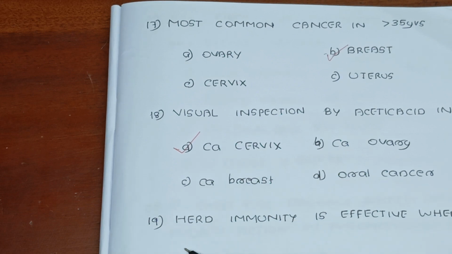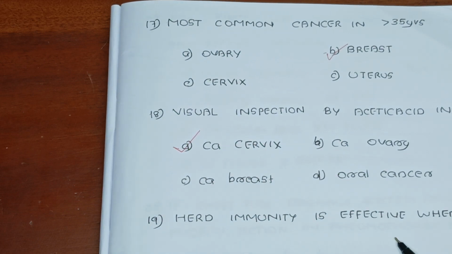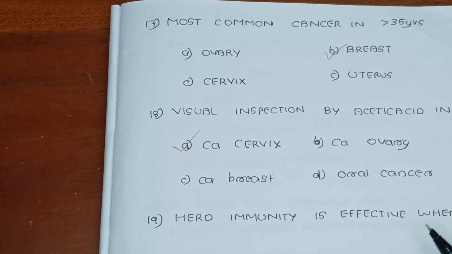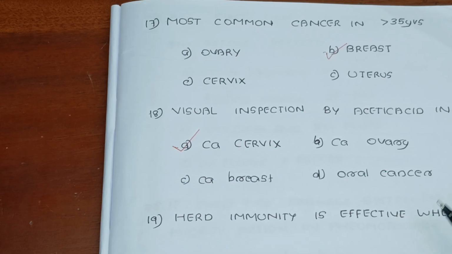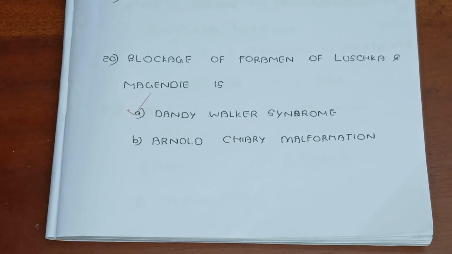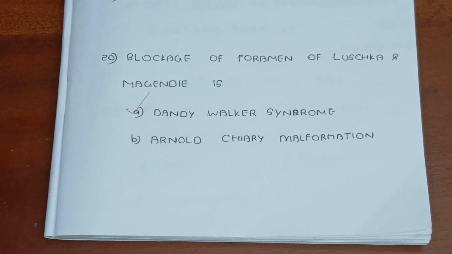19th question, herd immunity is effective when? Herd immunity is effective when the whole population is immunized in a group. Blockage of foramen of Luschka and Magendie is which condition? Correct answer is Dandy-Walker syndrome.